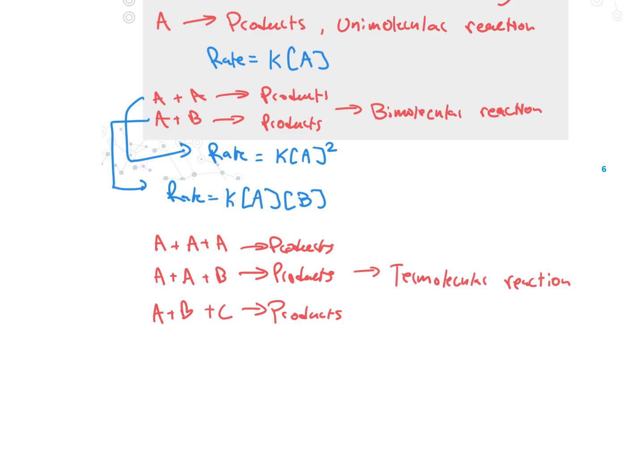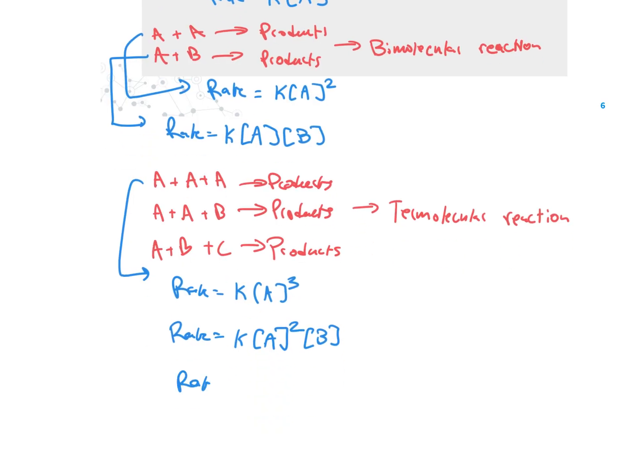As you might imagine, the rate law looks pretty similar. We can have, for the first case, the rate is K times A cubed. For the second case, the rate is equal to K times A squared times B. And for the third one, rate is equal to lowercase k times A times B times C. And so generally, the rate law looks very similar to the type of molecularity that you have.